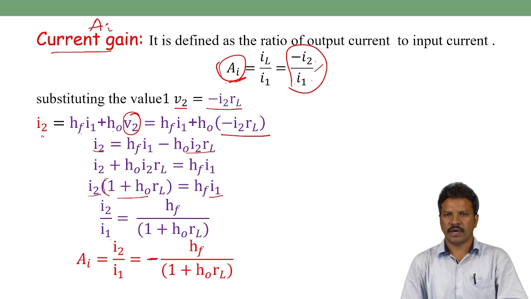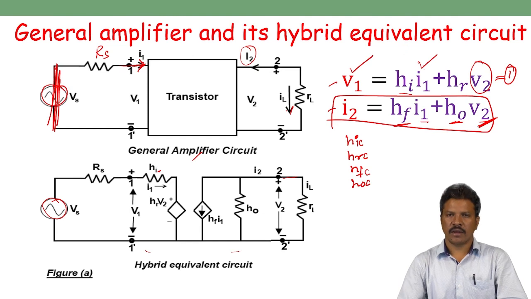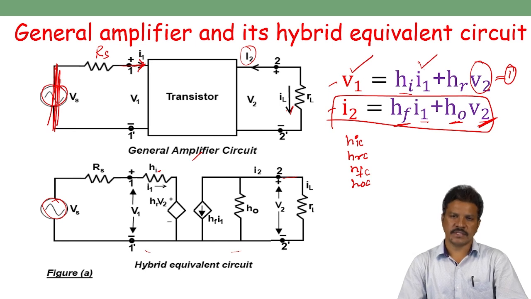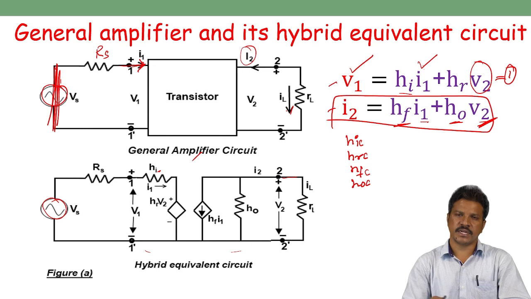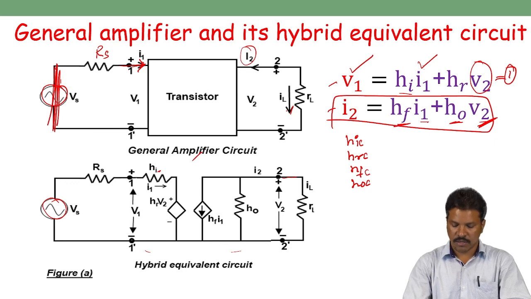These formulas are obtained from the general transistor amplifier. But when we particularly consider that the transistor amplifier is a common emitter, common base or common collector amplifier, then just an extra subscript is added to the amplifier h parameter model. We'll see that in the next lecture.